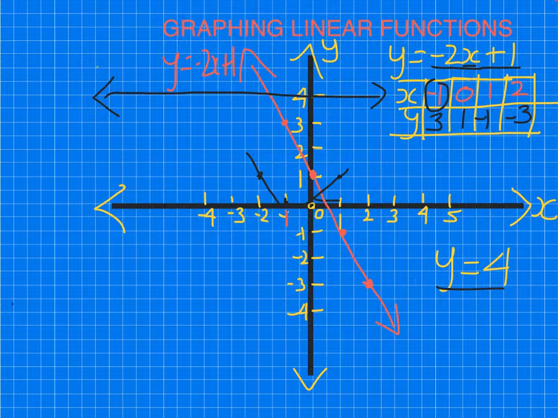The line x equals minus 3, for example, is similar, but it's vertical. It's the line that goes through all the points where the x coordinate is minus 3.